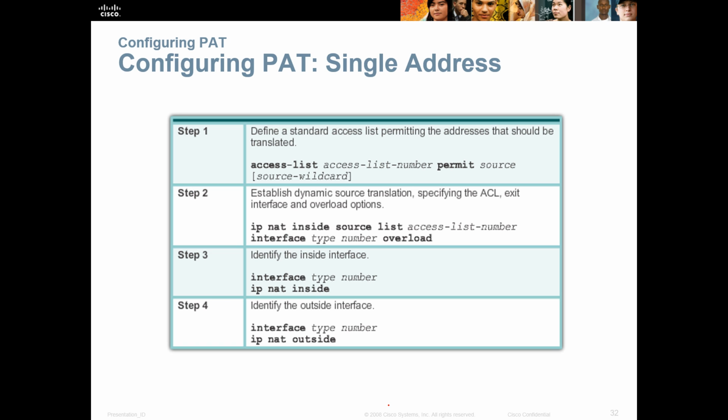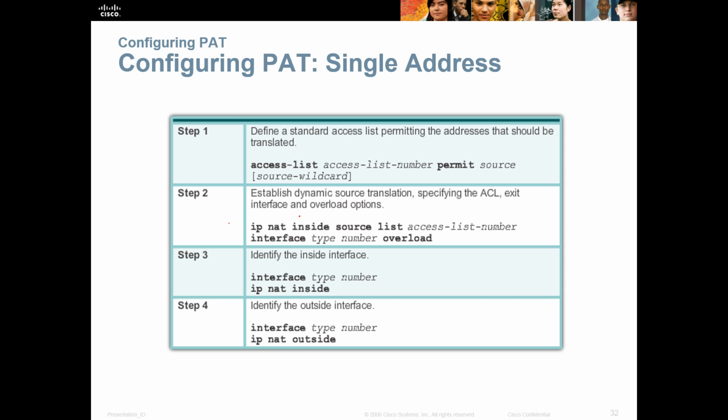So if we want to configure PAT as a single address, what we do is pretty similar. You could do it the way we just did it, or we can actually remove one step. Here we're going to set up our ACL instead of our pool of addresses. We'll just start with our ACL. Then step 2 is we're going to map our ACL to our pool. But we didn't set a pool. That's okay.